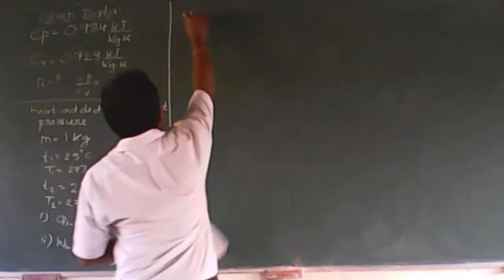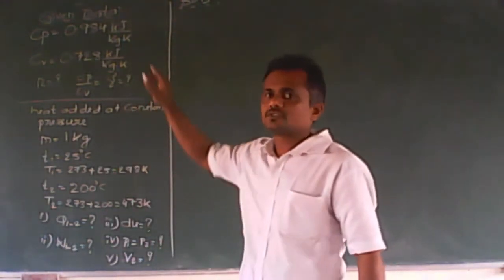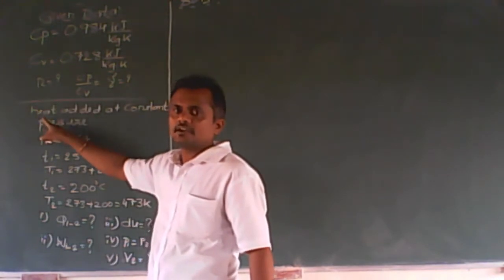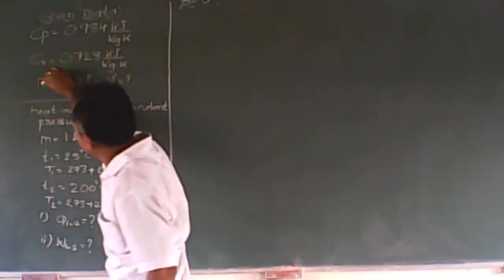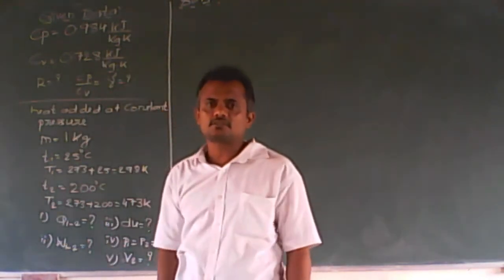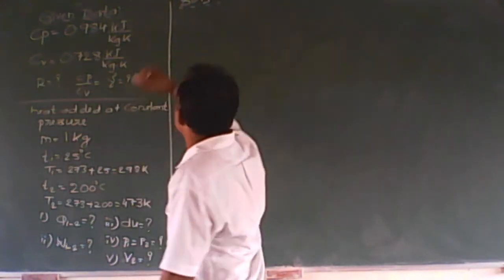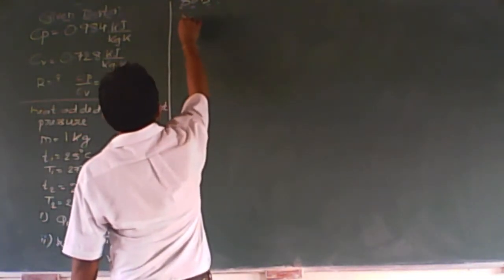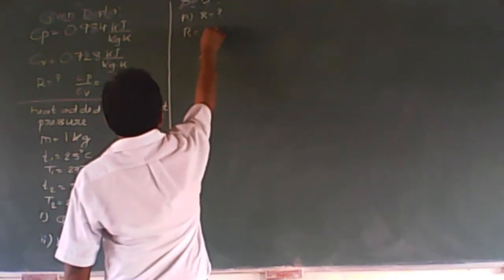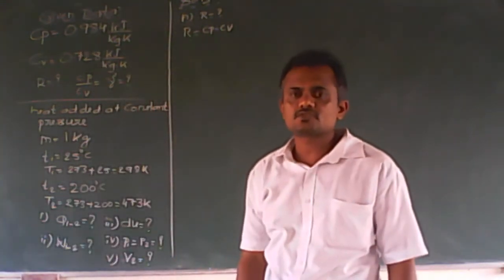In the solution part, Cp and Cv are given, and before the addition of heat we have to calculate the value of capital R and Cp by Cv. First I will take part A to calculate the value of R, which is unknown to me. What do you mean by R? Cp minus Cv equals capital R.